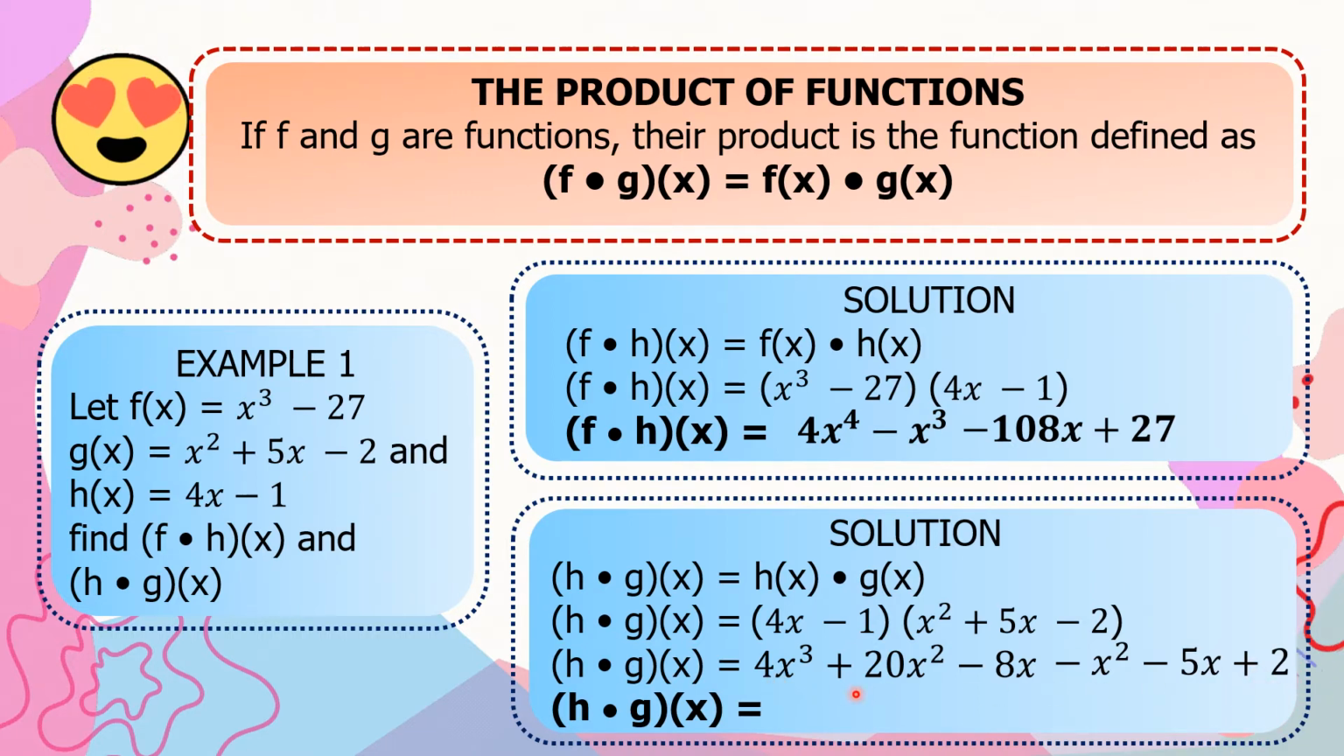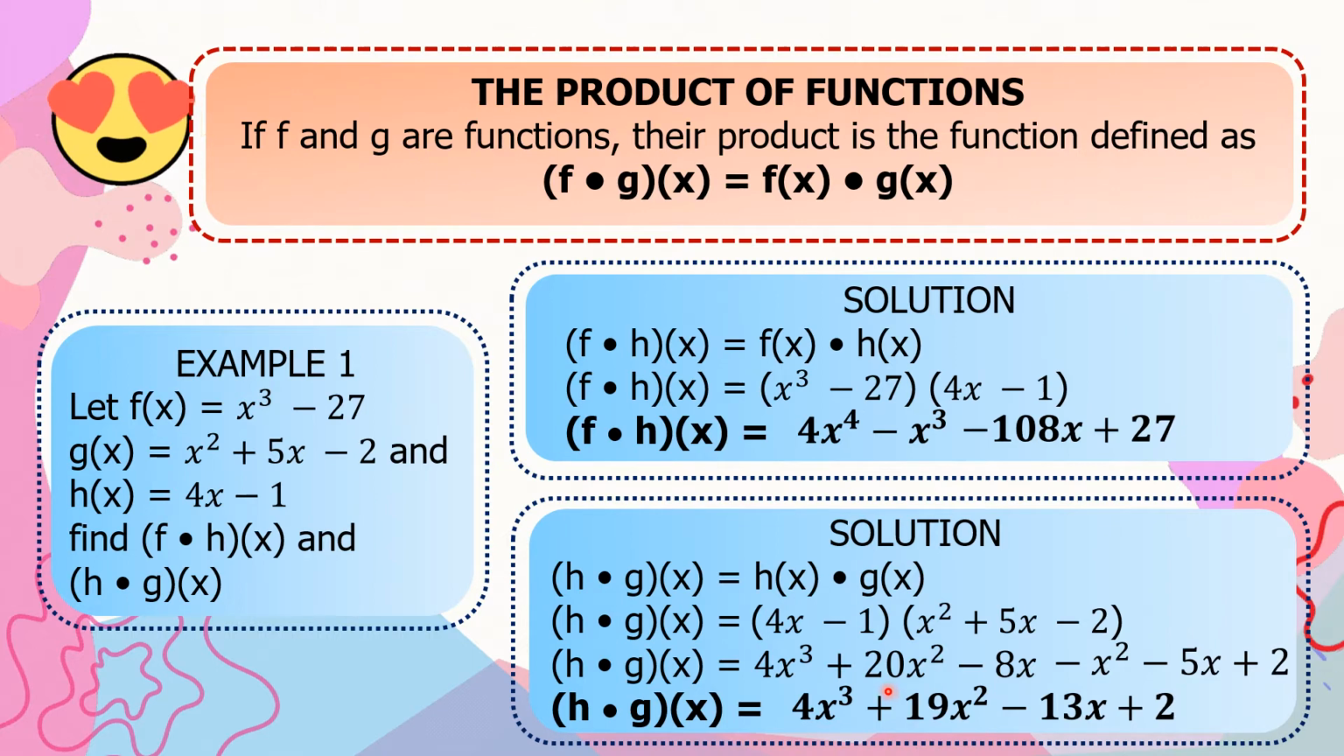Ngayon, i-check natin kung may similar terms. So, mapapansin natin similar ang 20x squared at negative x squared. Bakit? Pareho sila ng variable which is x at pareho ang exponent which is 2. At yung negative 8x, similar din siya sa negative 5x. Pareho yung variable x at parehong 1 yung kanyang exponent. Pero yung 4x cubed, wala siyang kapareho. So, isusulat lang natin yung 4x cubed. I-bring down lang natin yung 4x cubed.